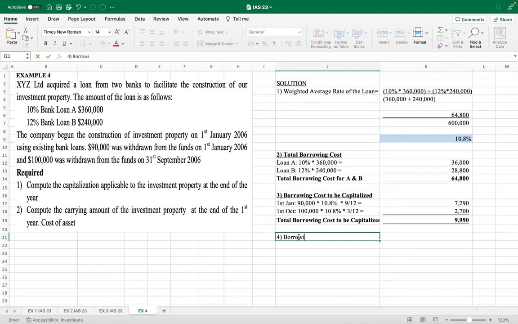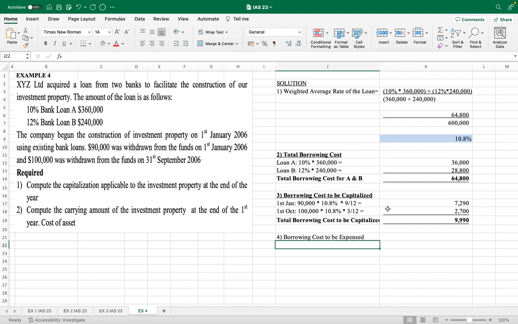Borrowing costs to be expensed, because it's only fair if I've calculated the one to be capitalized, it's also good to calculate the one to be expensed. Borrowing costs to be expensed.